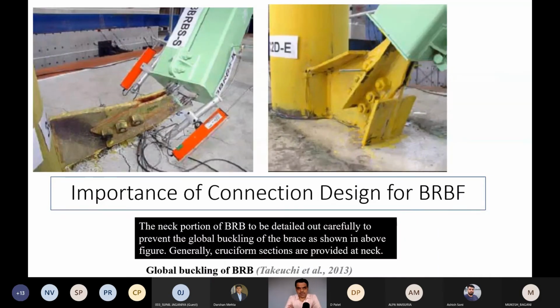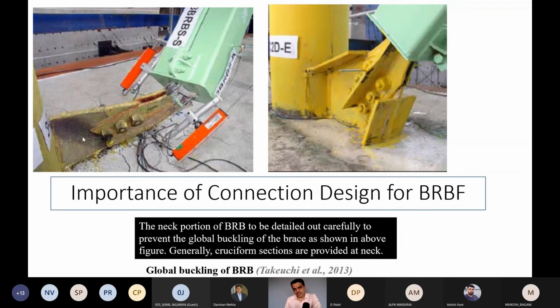Yeah, this is one more example where a BRB is tested, and what we can see is the importance of connection design again. In the first figure, we can see that the BRB is being tested and it has failed at this connection, which is a kind of cantilever connection, what we were just looking at in the previous slide, wherein this BRB has rotated.